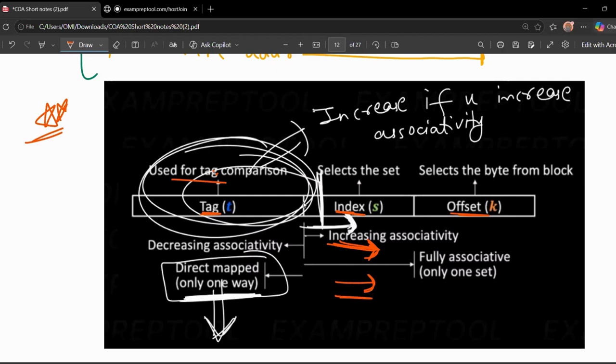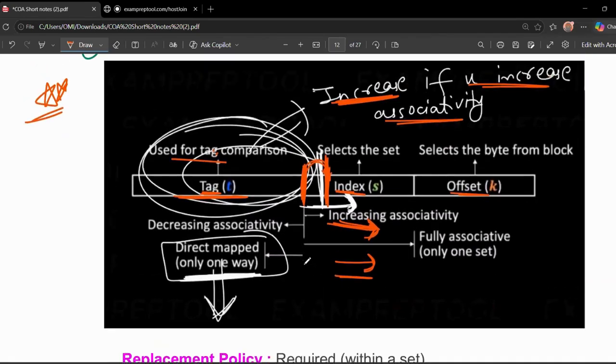Going to the right side means this bit will be shifted here, which means that the tag will increase, yes or no? Because if this bit is shifted here, then the total number of bits in the tag will increase. So the tag bits will increase if you increase the associativity. This is a very important concept.